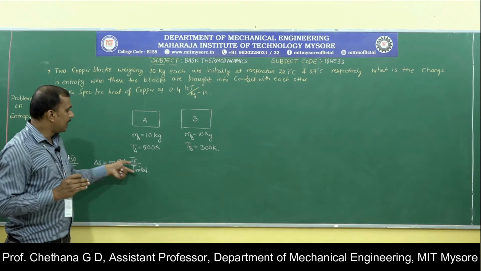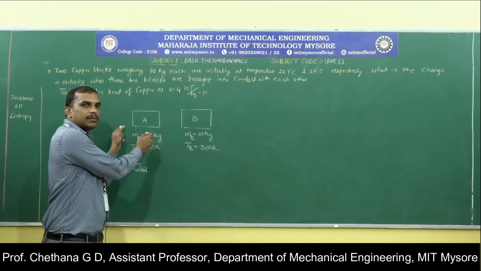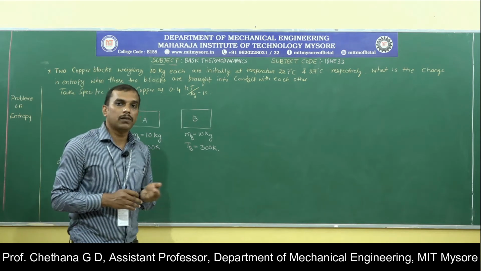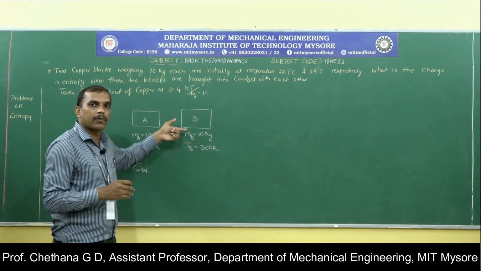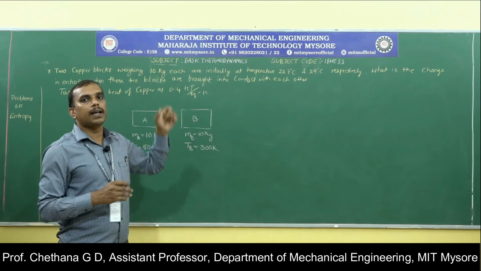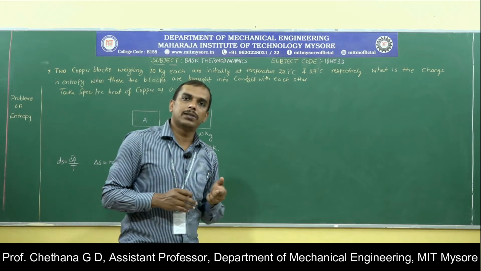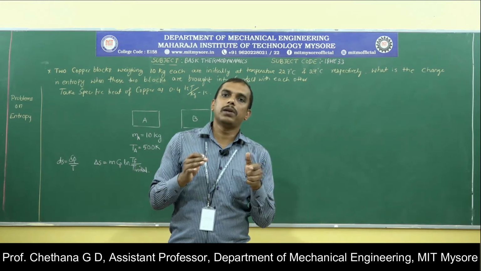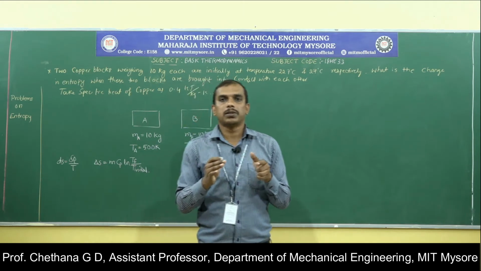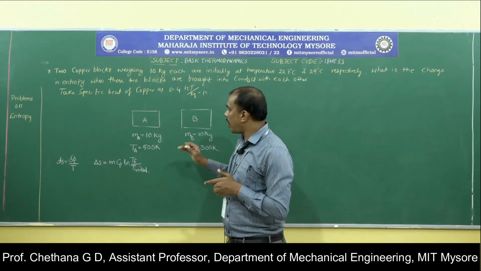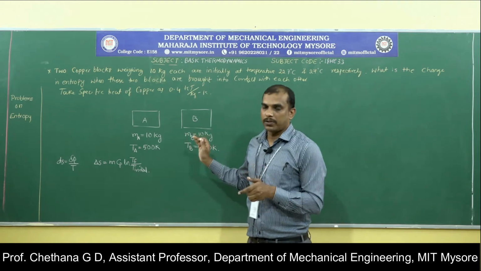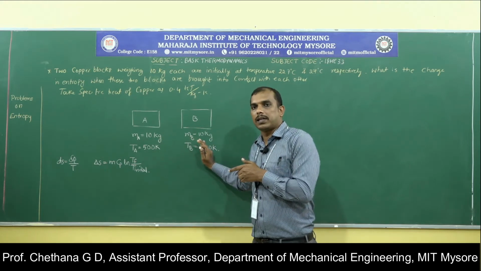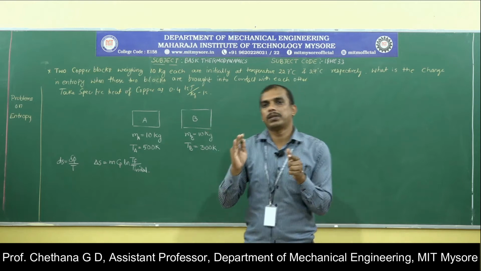Now T initial is known to us. Whenever you bring these blocks which are at different temperatures into contact, what will be the final temperature of block A or of block B? The heat transfer occurs between these two bodies until an equilibrium temperature is achieved. Somewhere down the line it will stop transferring heat. Assume that this is isolated from the surroundings. If this is at 500 Kelvin and this is at 300 Kelvin, there will be some temperature in between.